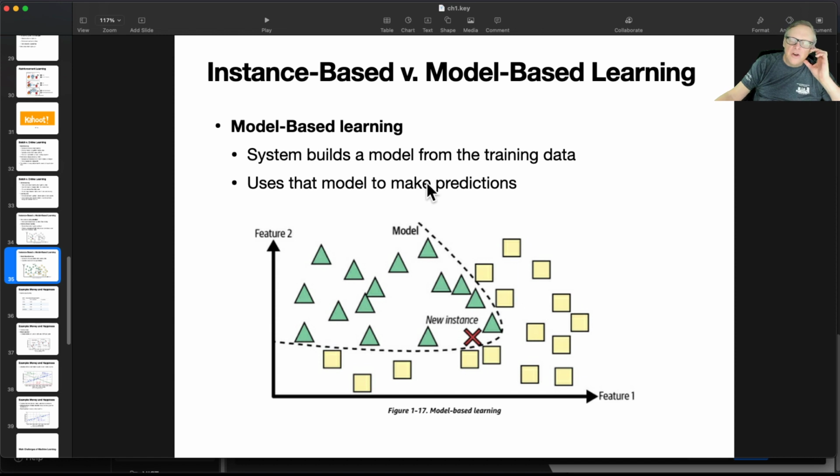Model-based learning is the more common one I've seen, where you give it some instances, like here are the green ones and here are the yellow ones, and it decides there's a boundary between them, and everything on this side of the boundary I'll call green, and everything on that side I'll call yellow. That's a model, where it makes a model of it.